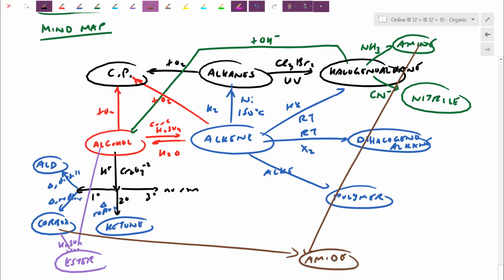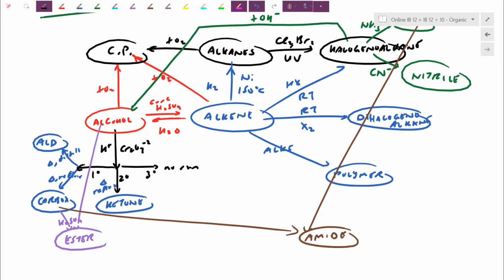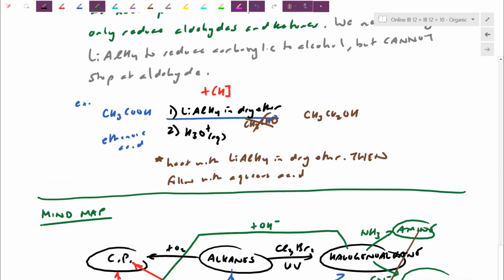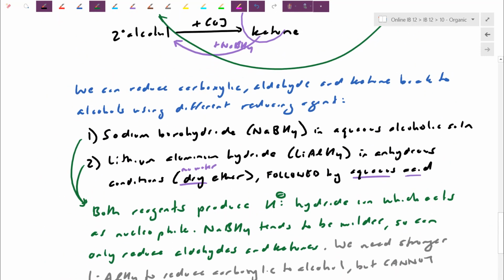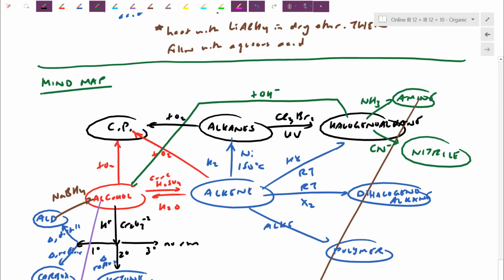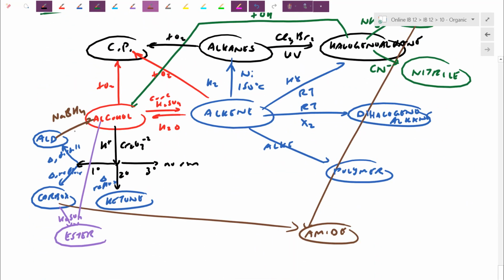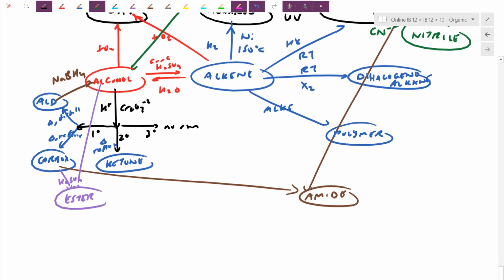Okay, and now what I've done is I've added in the reverse processes for reduction. We can take our ketone and aldehyde back to the alcohol. That's going to be through the reduction process. Let's just use brown here. This one here, you can use sodium borohydride, so NaBH4. For the NaBH4, you look at the reacting conditions here. NaBH4 has to be in an aqueous alcoholic solution. So you can say aqueous alcoholic. That works for this one, as well as ketone back to alcohol.